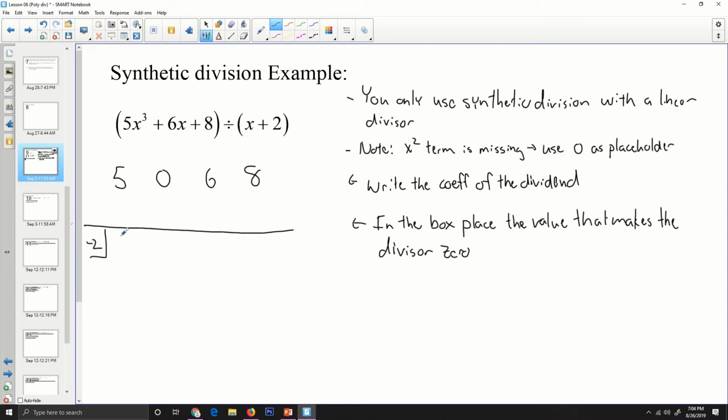We bring that first number down, so we bring the 5 down, and then we multiply up. So negative 2 times 5 is negative 10. 0 and negative 10 is negative 10. Negative 10 times negative 2 is positive 20. 6 and 20 is 26. 26 times negative 2, okay, so negative 2 times 6 is 12. Negative 2 times 20 is 40. 40 and 12 is 52, and it's negative because negative times a positive is a negative. And then when I add these together, I get negative 44.